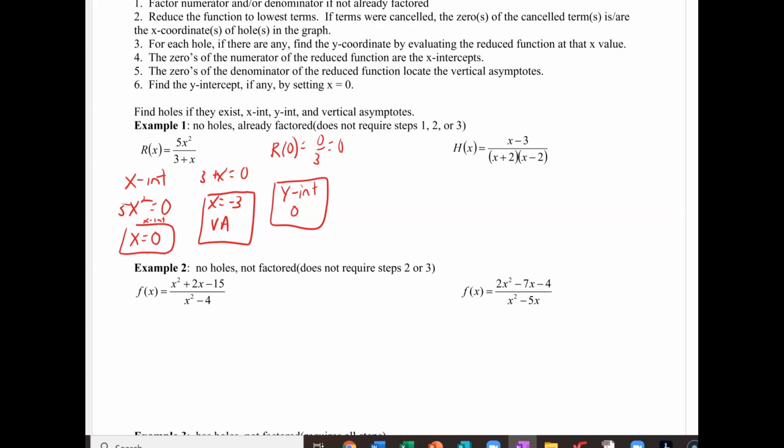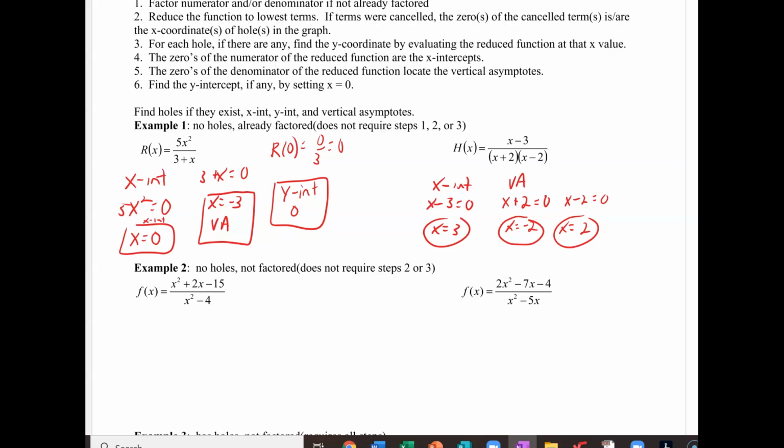Okay, let's look at the next example. Also already factored, also nothing to cancel. So we're going to go ahead and look at the numerator for x-intercepts. So x-intercepts come from x minus 3 equals 0, or x equals 3. That's the only x-intercept. Vertical asymptotes, we'll just say VA here, come from setting the 2 factors in the denominator to 0. There's 2 vertical asymptotes in this one. X plus 2 equals 0, which means x equals negative 2, that's 1. And the other one would be x minus 2 equals 0, x equals positive 2.